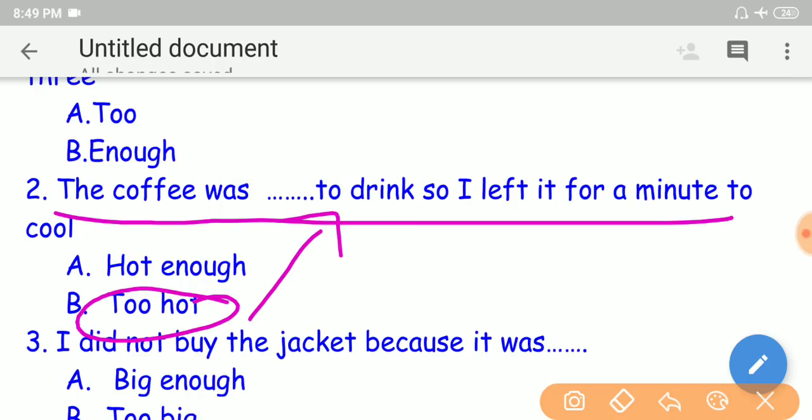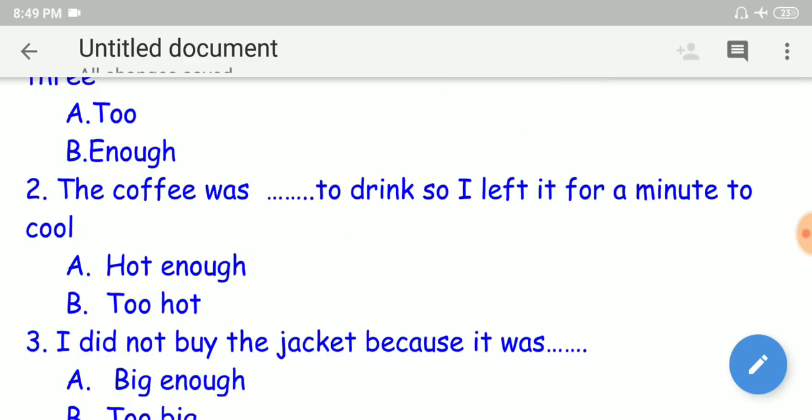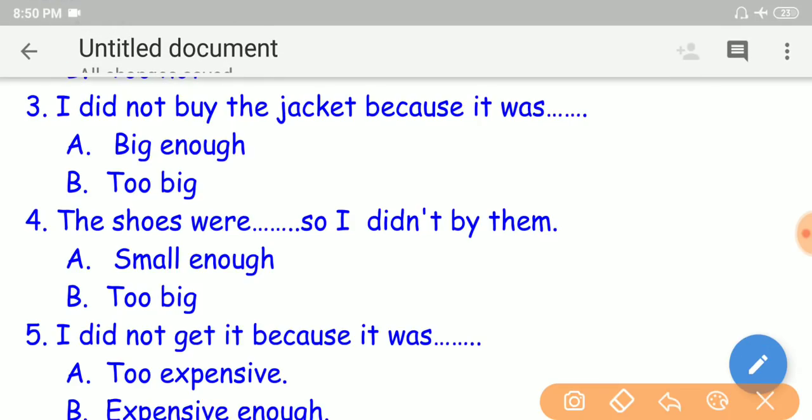More than necessity, more than need. The hotness of that coffee was more than necessary. So that's why I left it for a minute. So here, too hot is suitable rather than hot enough, my dear friends, because the coffee was too hot, more than the heat at which it can be drunk. So that much heat, that's why too hot is the suitable one.